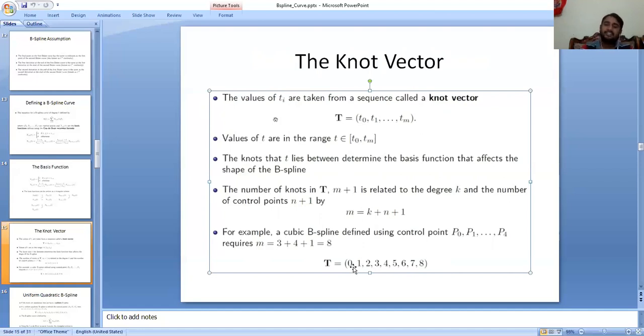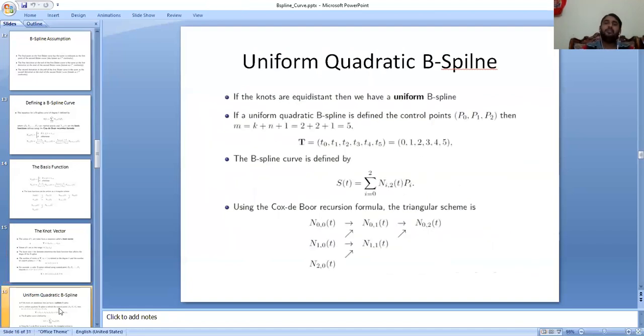When the values of the knot vector are equally spaced, you can see there are only equidistant values. This is called the uniform B-spline. So if the knots are equidistant, then we have a uniform B-spline.